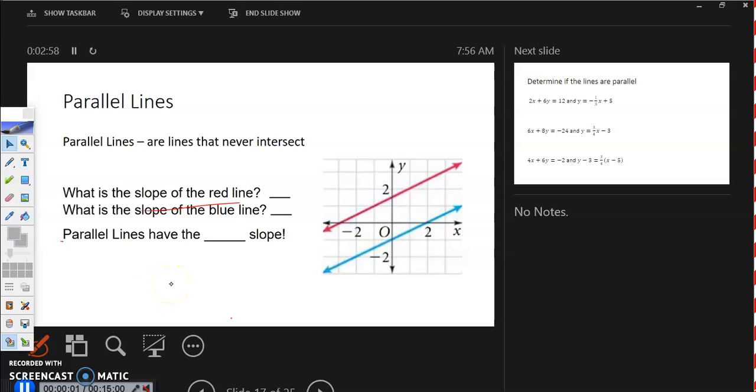Good morning. Today we're going to figure out how to write equations for lines that are parallel to another line and lines that are perpendicular to another line. So we're going to start with parallel lines.